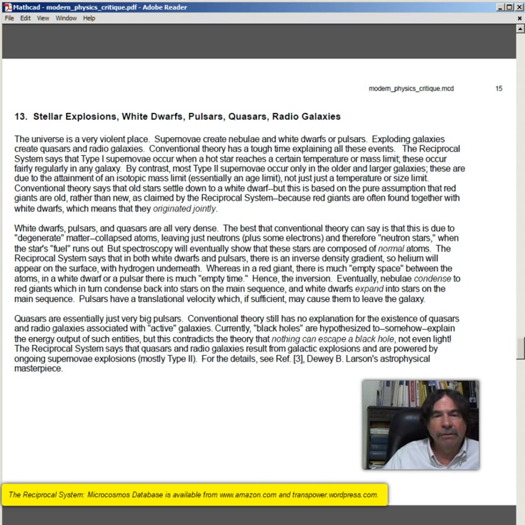Conventional theory still has no explanation for the existence of quasars and radio galaxies associated with active galaxies. Currently, black holes are hypothesized to somehow explain the energy output of such entities, but this contradicts the theory that nothing can escape a black hole, not even light. The reciprocal system says that quasars and radio galaxies result from galactic explosions and are powered by ongoing supernovae explosions, mostly type 2. For the details, see reference 3, due to Larson's astrophysical masterpiece, The Universe of Motion.